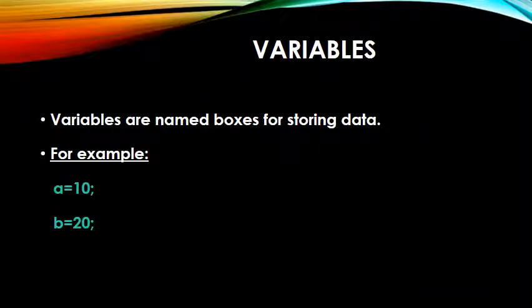Next, what are variables? Variables are named boxes for storing data. So when we do operations on data, we need to store the results in variables. So the data stored in the variable is known as the value. For example, a is equal to 10 and b is equal to 20. Here a and b are variables and the data stored in it is 10 and 20, that is value. So this is called variable.